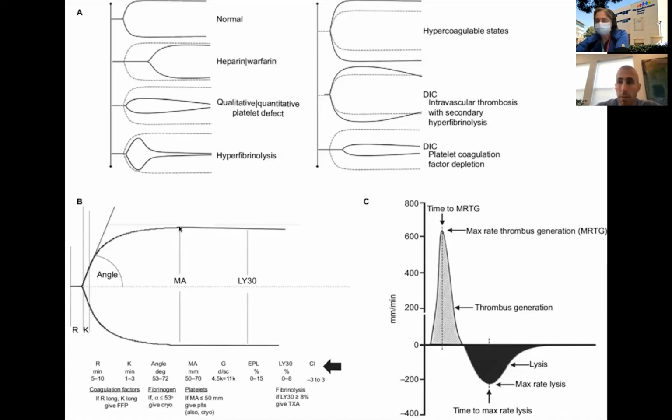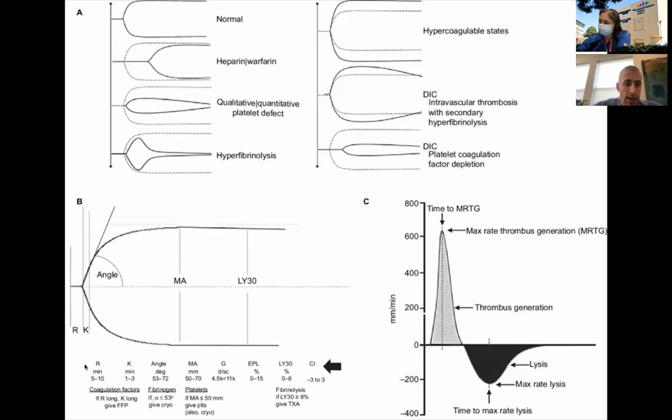And basically the last thing that's measured as part of this TEG report is something called the LY30. And LY30 is the percent of the clot that has broken down or lysed after 30 minutes from MA. So once the maximum amplitude is achieved, 30 minutes passes, and we see how big the clot is at that point, and see what percent of it has gone away or lysed, and that's your LY30.